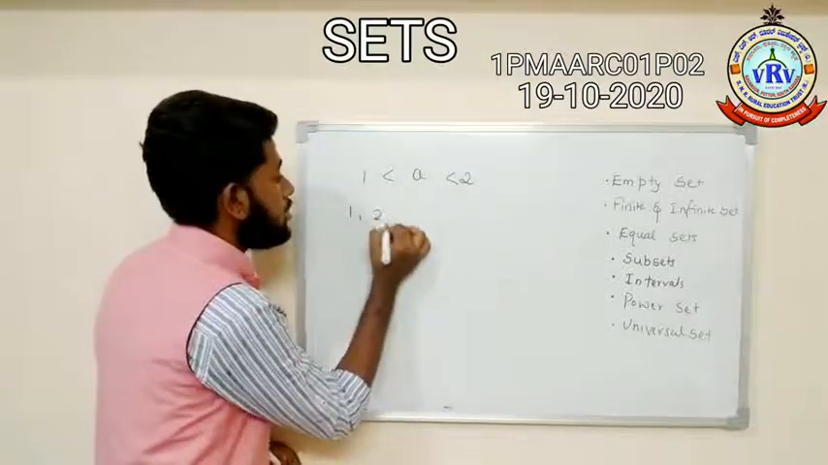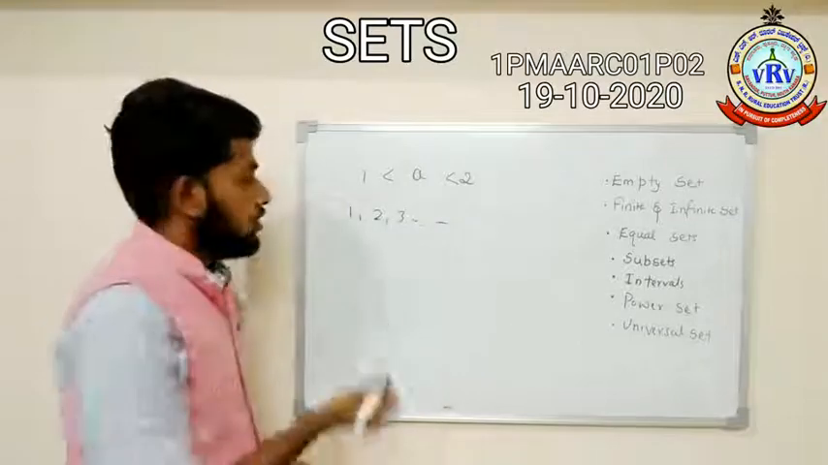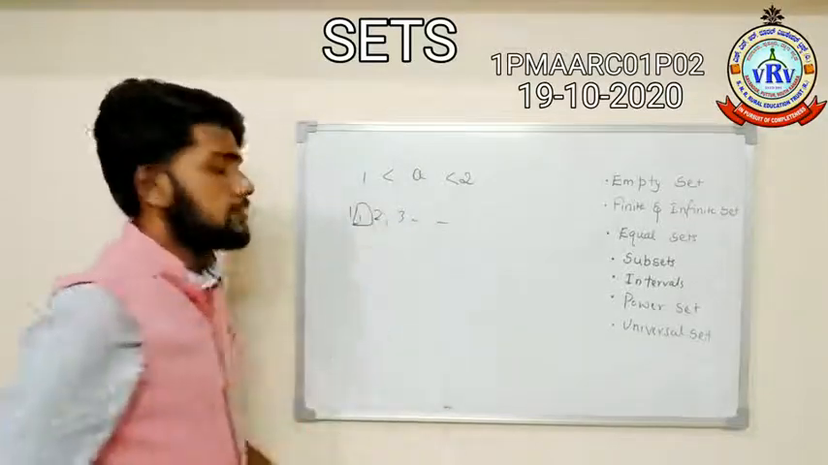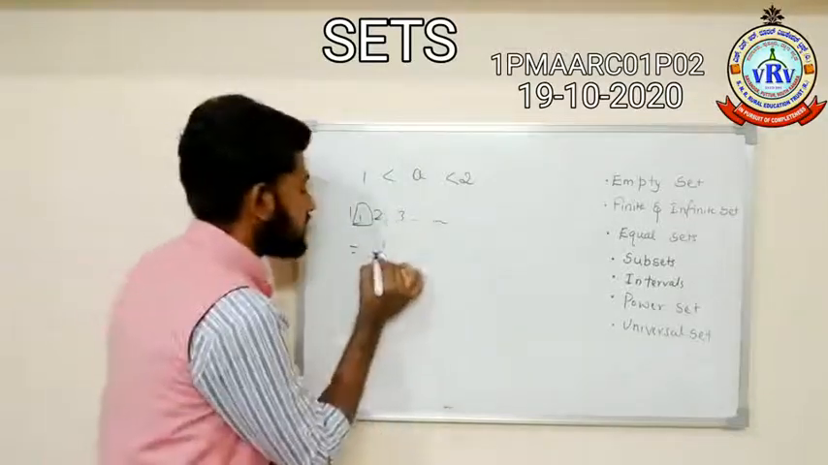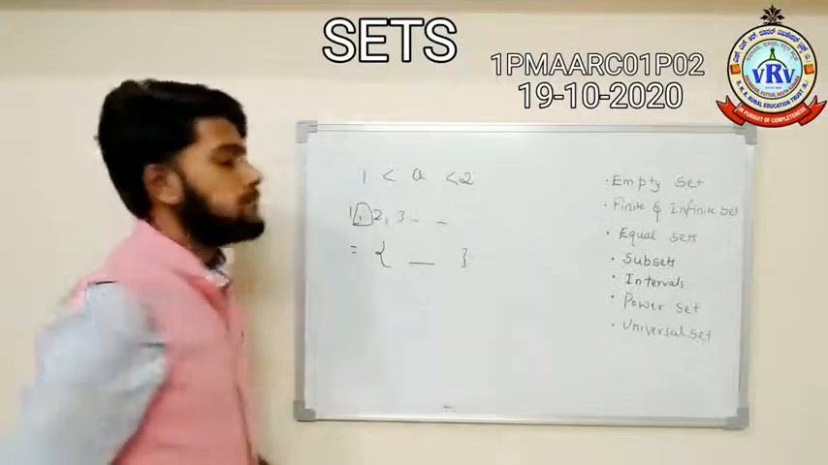So you won't get any such natural number, right? Natural numbers are 1, 2, 3, 4, 5 and so on. You won't get any natural number between 1 and 2. Then that set becomes an empty set.